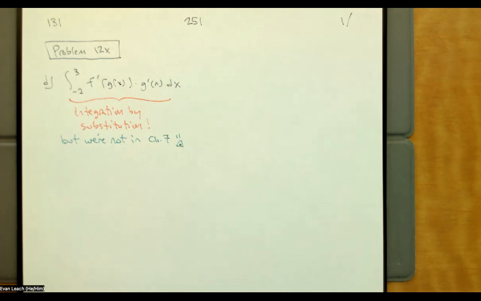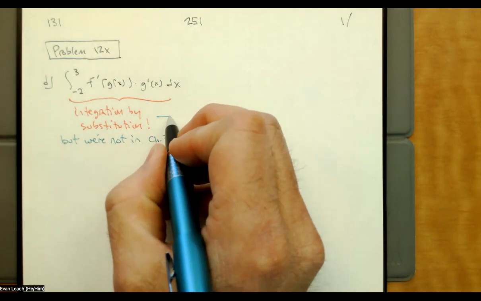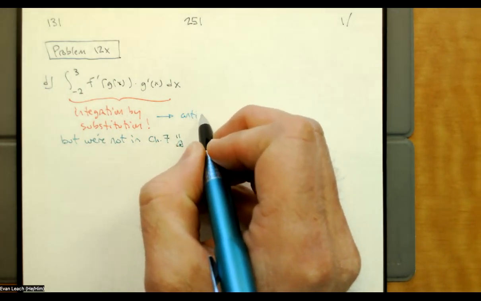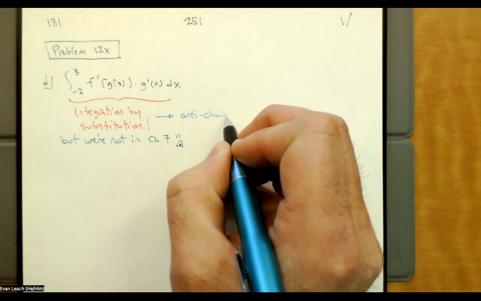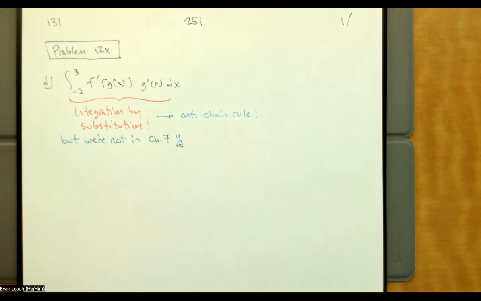We haven't done chapter 7, so what's this integration by substitution? It's okay, because integration by substitution is just anti-chain rule. Not as opposed to the chain rule, it's the chain rule in the other direction. It's not like we're protesting the chain rule. We're just doing the reverse of the chain rule. So integration by substitution is the integration version of the chain rule.